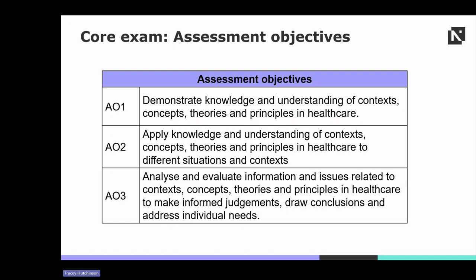So the assessment objectives for the exams are AO1 to AO3, moving from lower level to higher level. These are the same for all TQs. When exploring the specification, you will find the weightings for AO1, AO2, and AO3.